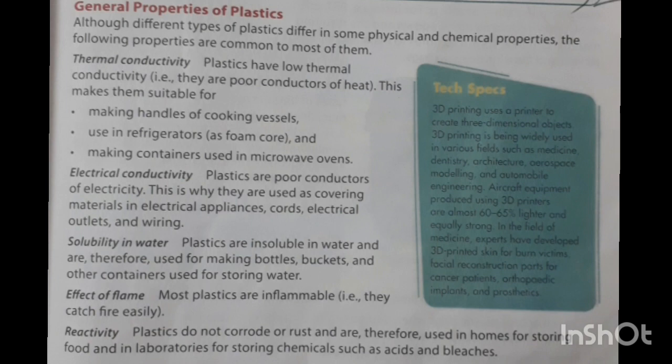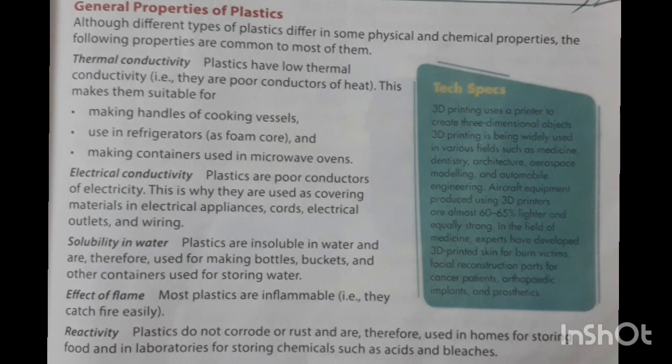That is, plastics have low thermal conductivity. We can say in the alternate way, they are the poor conductors of heat. So this makes them suitable for making handles of cooking vessels. Then they are used in refrigerators. Then they are used in making containers that are used in microwave oven. Okay, so this is the first common property, thermal conductivity. Then ability to withstand heat or conduct heat.